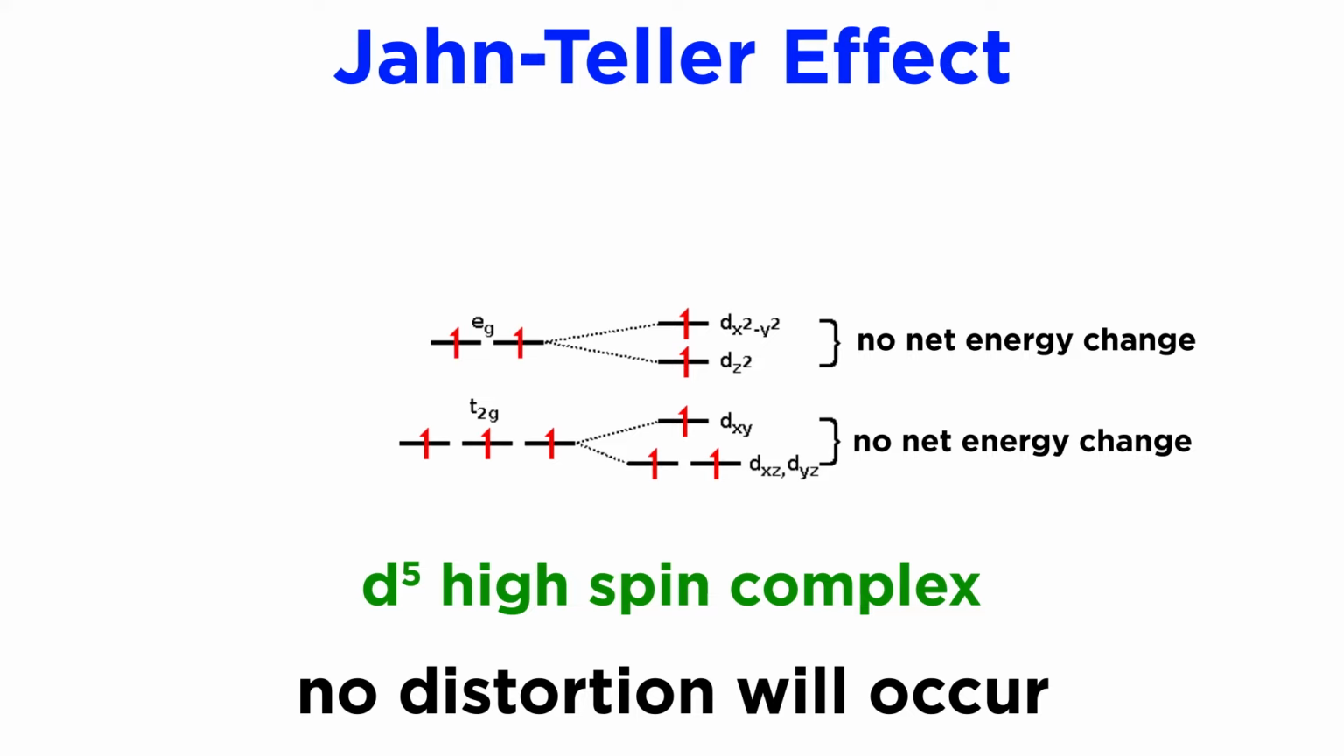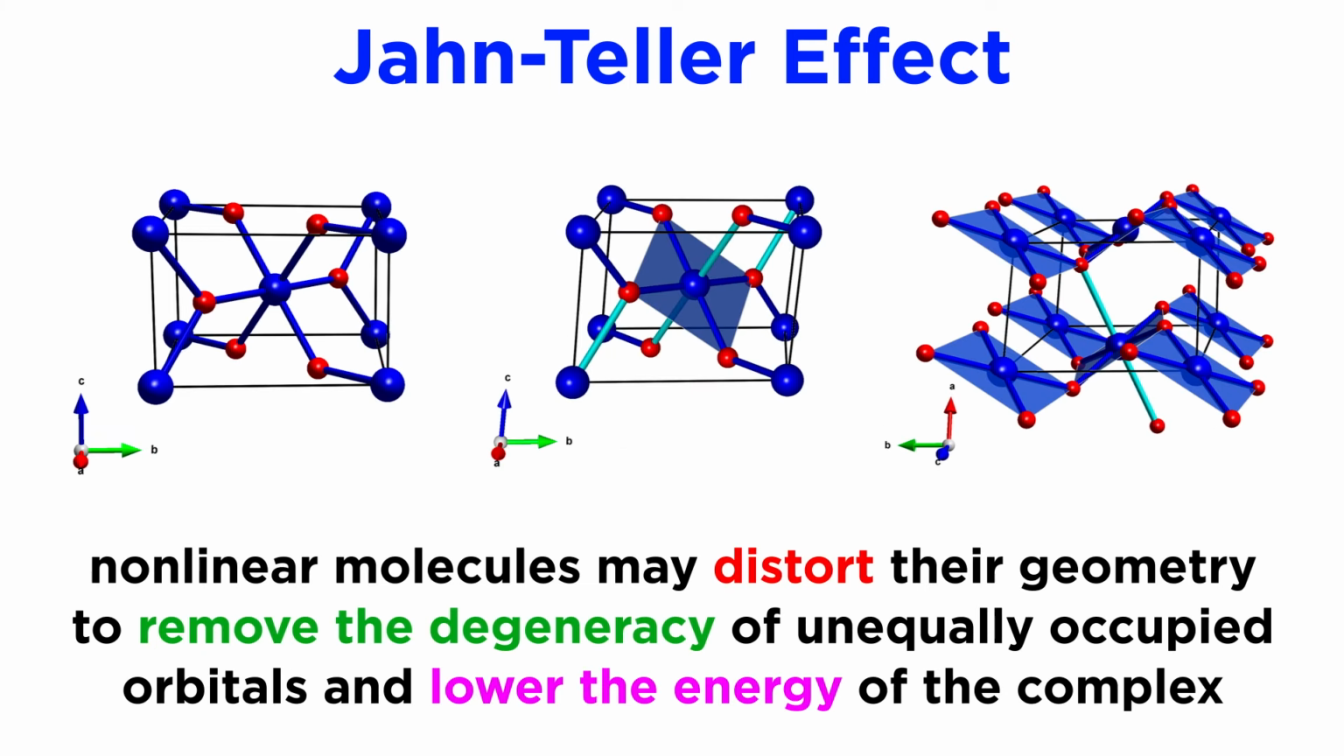Compare these to a d5 high-spin complex, where now all the orbitals are half full, so when distributed amongst the new orbitals, there is actually no net energy change, and therefore no distortion. The Jahn-Teller effect will be something to keep in mind when considering the geometry and properties of transition metal complexes. Now let's move on to our next topic in the series.